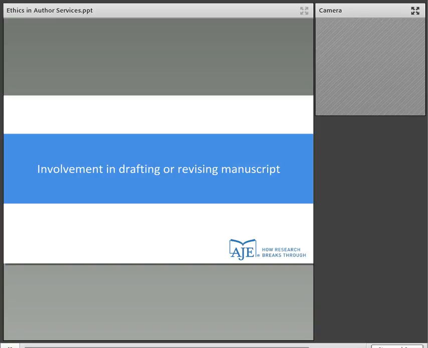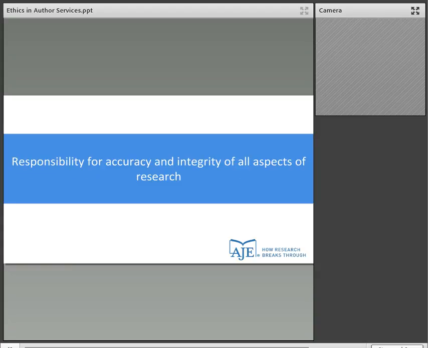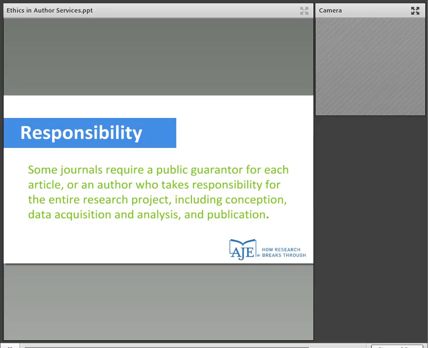An author provides significant involvement in the study conception, design, data collection, or data analysis and interpretation, involvement in drafting or revising the manuscript, approval of the final version of the manuscript for publication, and has responsibility for accuracy and integrity of all aspects of the research.